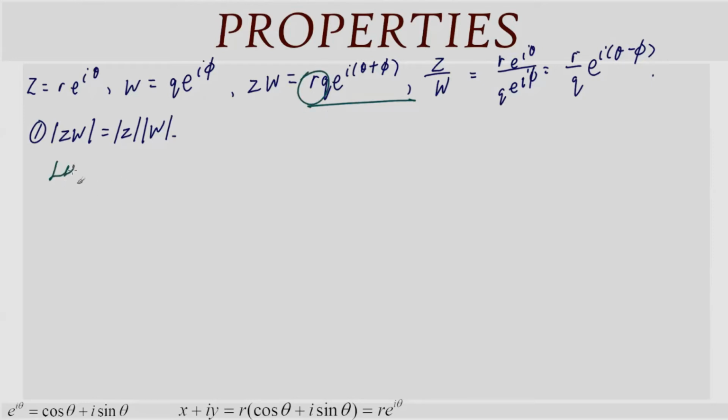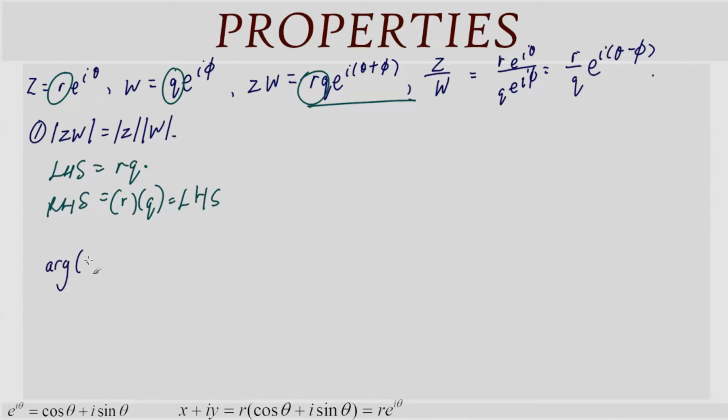So the left hand side is equal to rq, right? And the right hand side is equal to the product of the individual moduli. So on z it's r, and on w it's q. The modulus of z is r, and the modulus of w is q. And the product is the same, so the right hand side is equal to the left hand side. The argument of zw, you realize, is equal to the argument of z plus the argument of w.